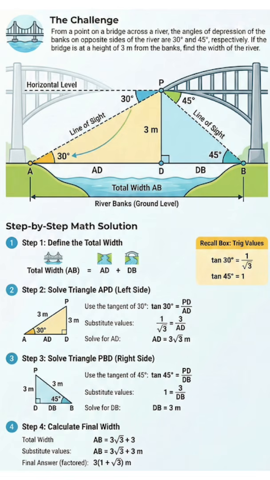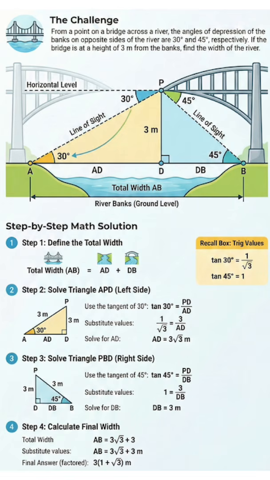Finally, we solve the right side, line DB, to get our total width. You know, the tangent of 45 degrees is simply 1, which means our 3-meter height perfectly equals the base, making DB exactly 3 meters. Combine those two distances, and your final river width is 3 times the quantity of 1 plus the square root of 3 meters.